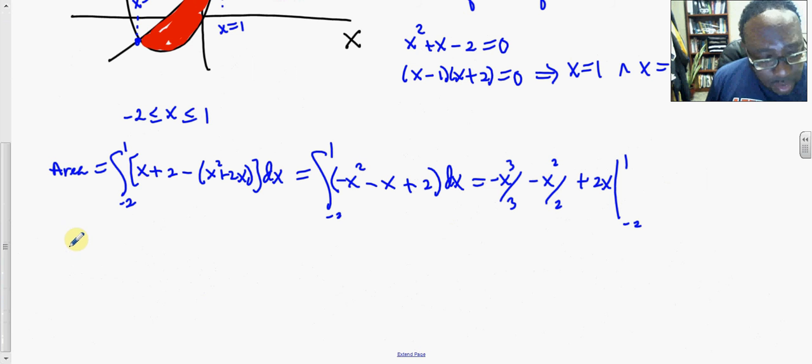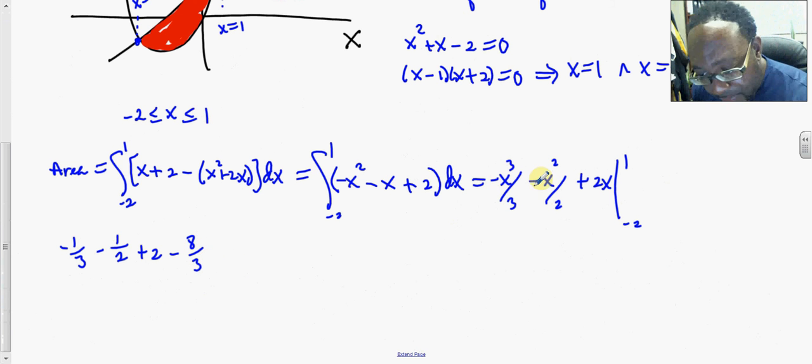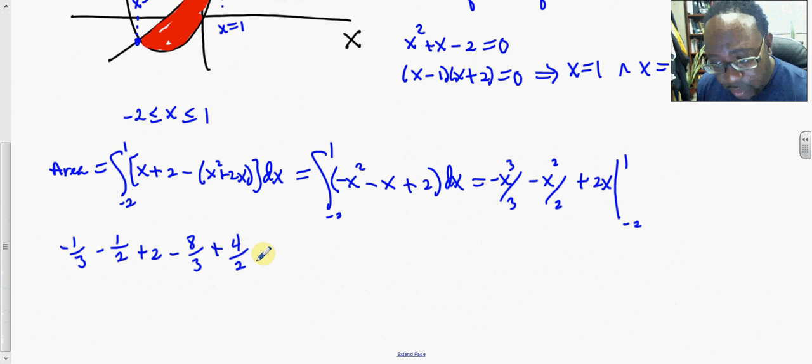And so we plug in x equal to 1, gives us negative 1/3 minus 1/2 plus 2. Now we evaluate the x's at negative 2. So it's a minus this minus, right, which is positive. Then it's negative 2 to the third, that's negative 8 over 3. So then it's minus this minus, that's positive. And then this is negative 2 squared, so that's just positive 4 over 2. Then it's minus 2 times negative 2, so that's plus 4.